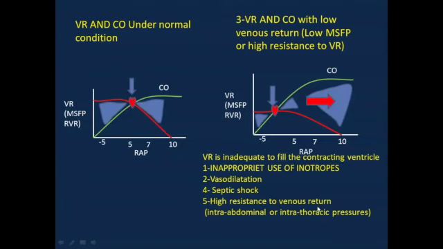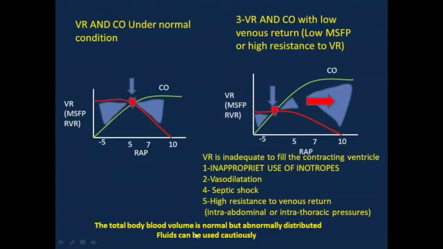If you have high resistance to venous return, the best common example is if you have increased intra-abdominal pressure, like in gastroschisis after reduction, or increased intrathoracic pressure, where a significant increase in the mean airway pressure compresses the venous return. So you have the venous return decreased significantly. And in this condition, the heart is contracting well, but there is not enough filling of the heart.